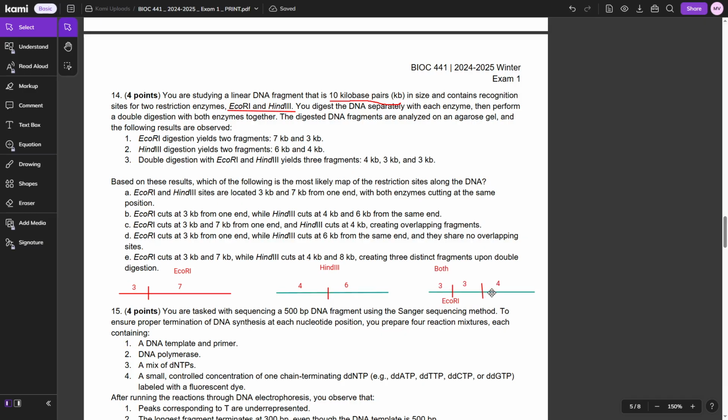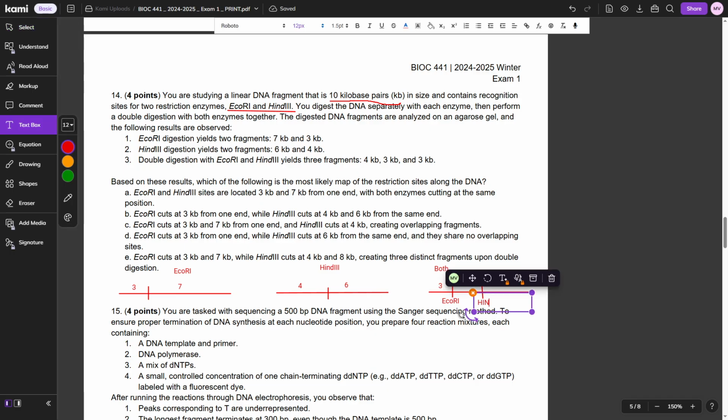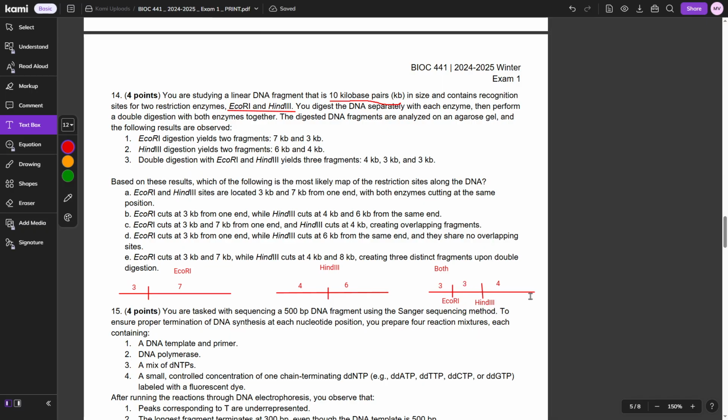Now the only thing is this extra line here. But if I didn't have EcoRI, I would have a 3 and a 3, which is a 6, and then a 4, which is what HindIII is doing, right? HindIII makes a 6 and a 4. So I think that HindIII is going to cut here. And if I put both together, if I put EcoRI in first, for example, it's going to make the 3 and the 7, and then when I put HindIII in, it's going to make another 3 and a 4.